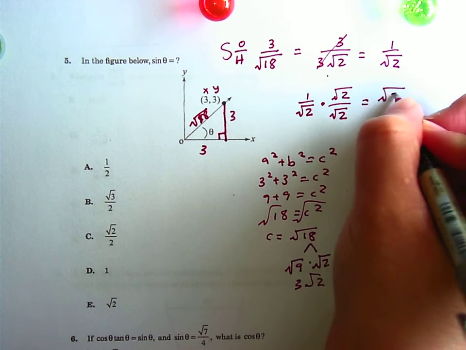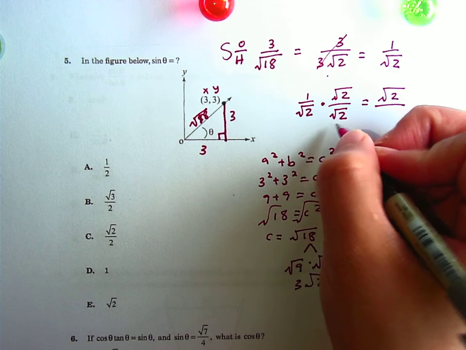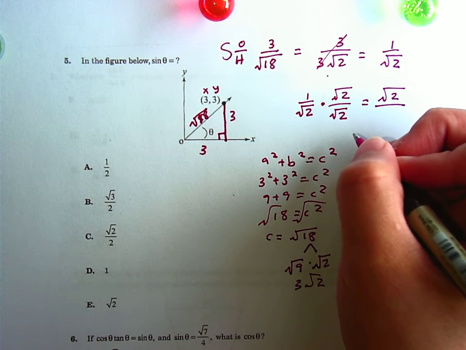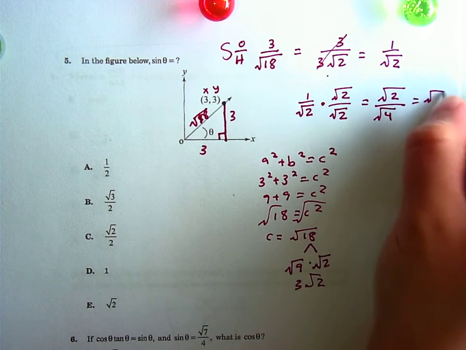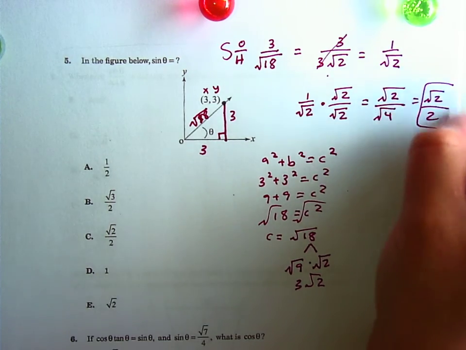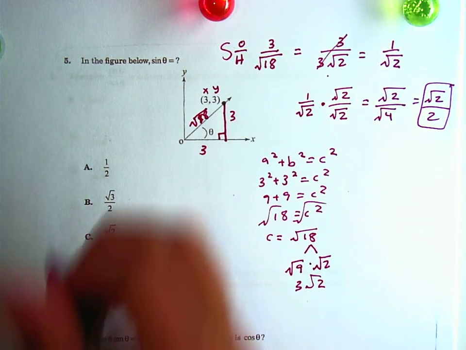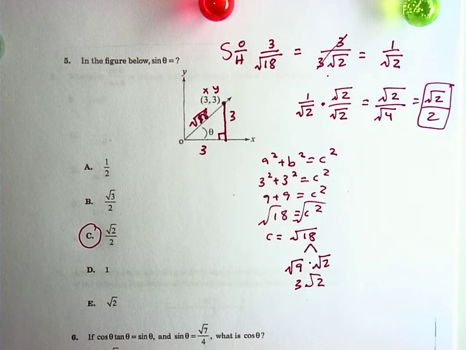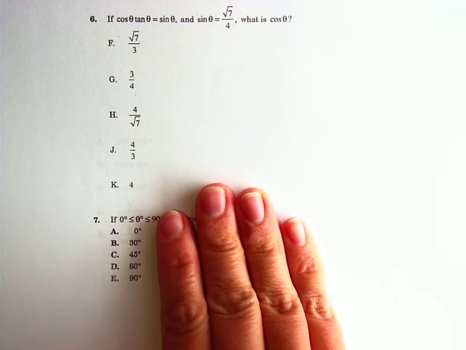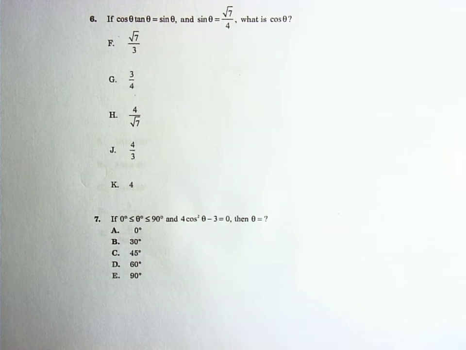So if I multiply across, the top is the square root of 2. The bottom is the square root of 2 times the square root of 2, which is the square root of 4, which makes it the square root of 2 over 2, which is C. These are tough problems, guys. And if you haven't taken advanced math or pre-calculus, you should not be beating yourself up over these. This is very difficult. So you'll learn more about this in advanced math.